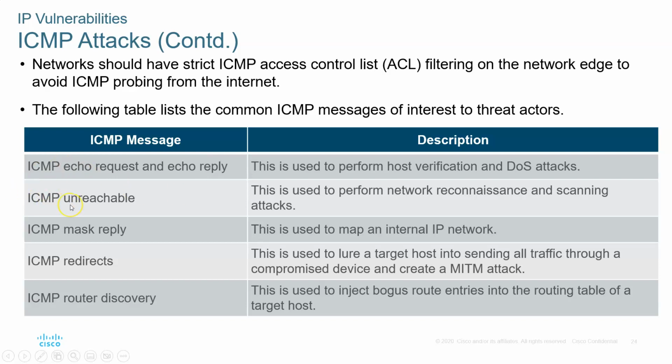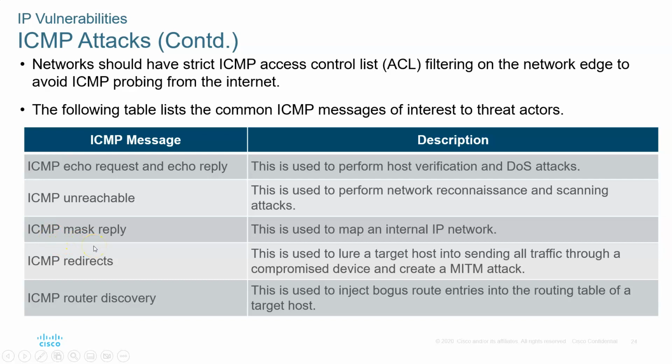ICMP unreachable. This is a message that you get if the network is not there, right? So you may do a ping sweep, and when you get network unreachable, then you know those devices don't exist, so you don't even bother attacking. So you've got to do that right. Reconnaissance. So you may use ICMP to do that.